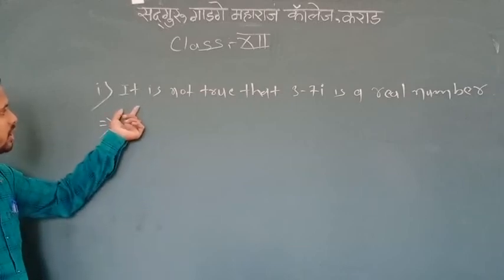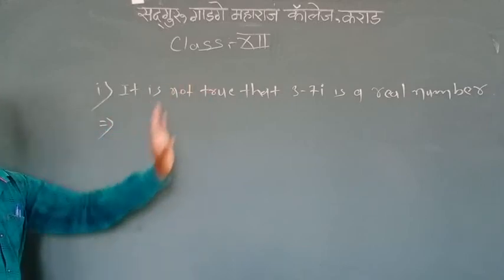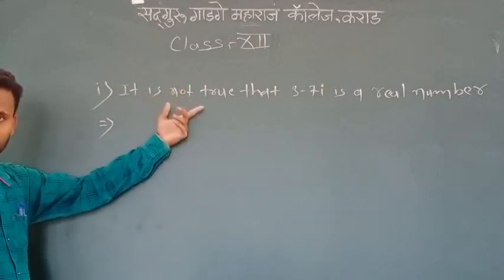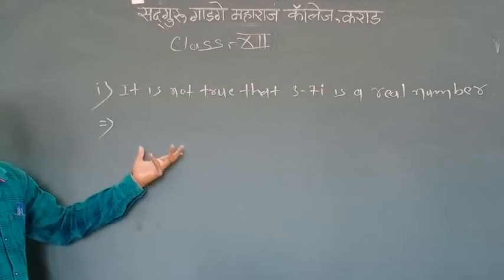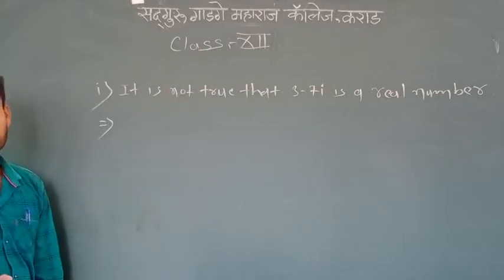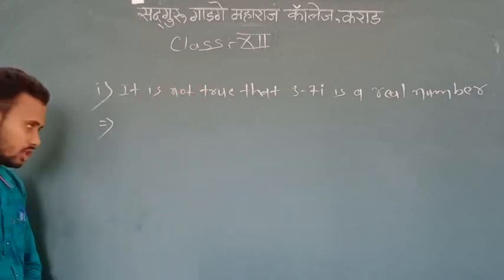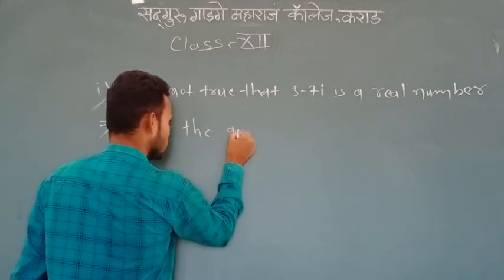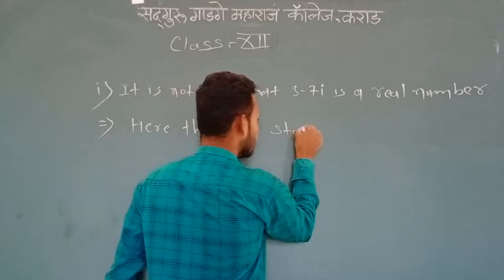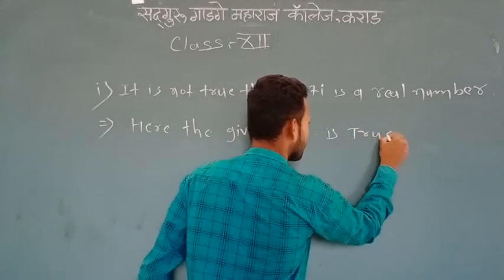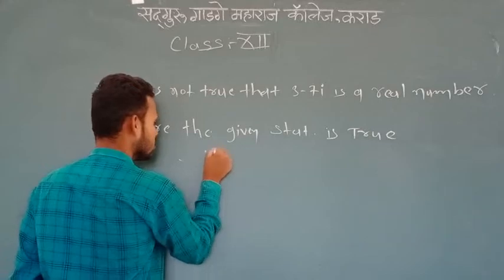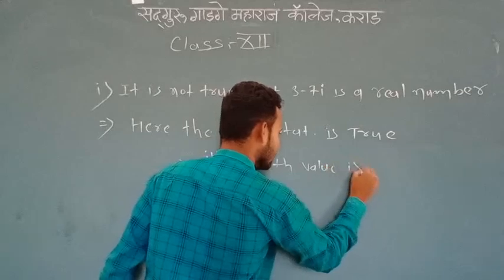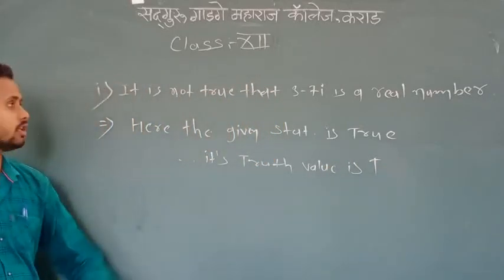Solution: here the given statement is true and its truth value is t. Simple, because we know that 3 minus 7 is a complex number. Therefore this statement is true, therefore its truth value is t.